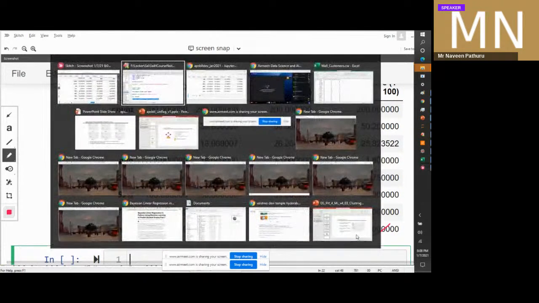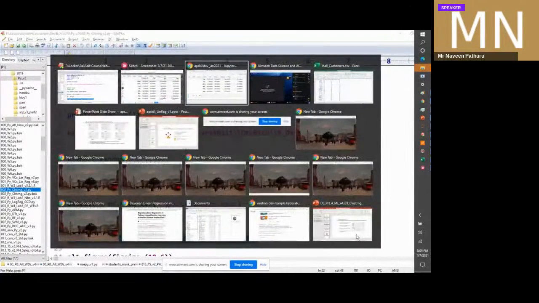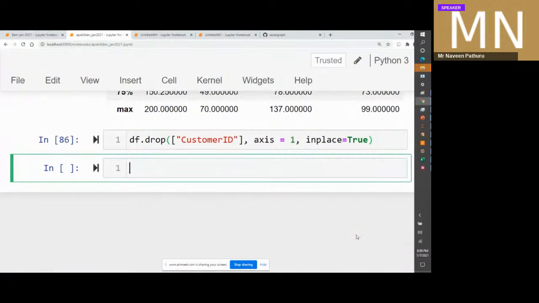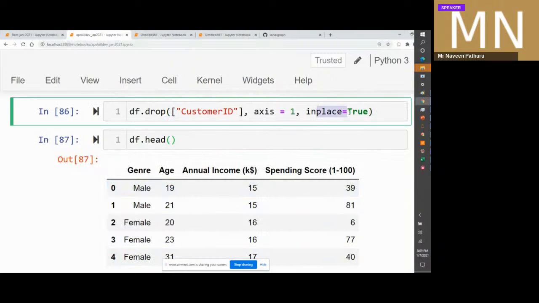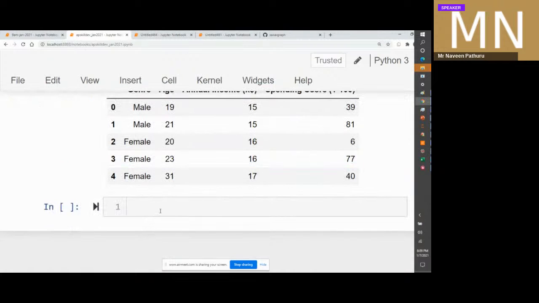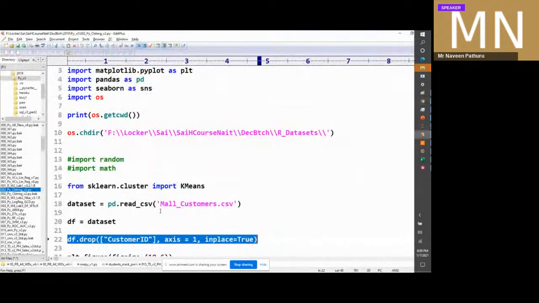So customer ID is like the roll number. You drop it. Take a look at df.head, and if you recall, customer ID is gone. Inplace equal to true means you are forcing it. Hey, don't create a copy of this and make a change, but make the change in this data frame only. That's what inplace equal to true is doing. So here are some important columns.